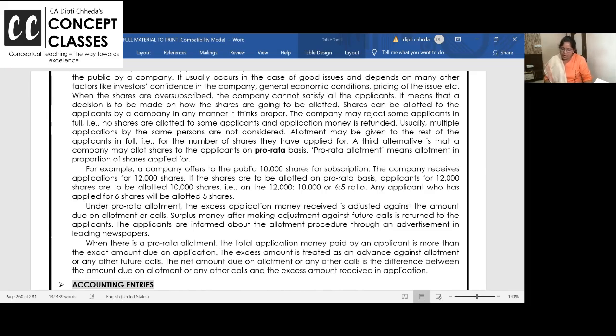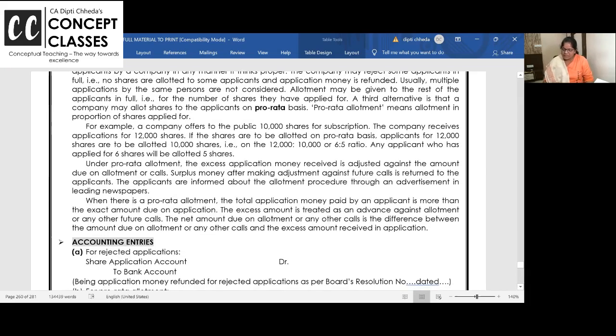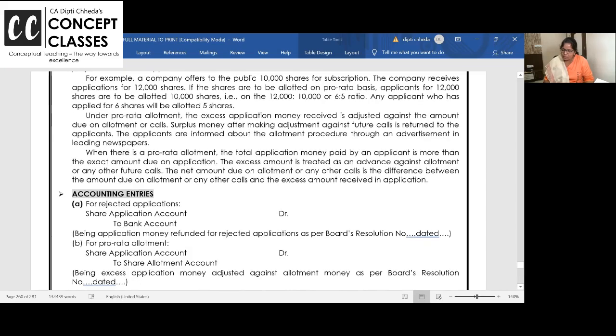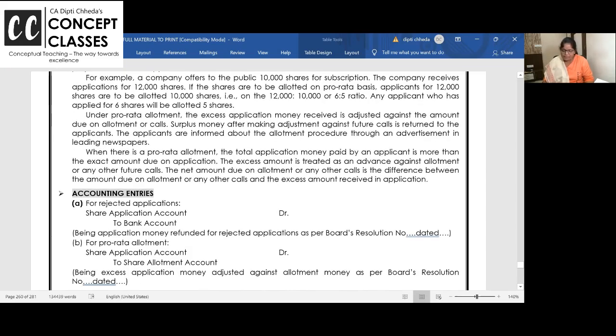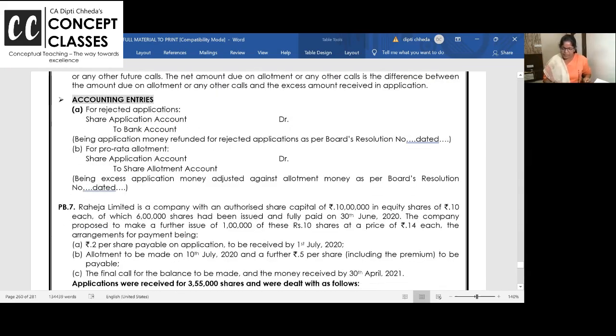Okay. So under pro rata, excess money received is adjusted against amount due and surplus money after the adjustment is returned. Applicants are informed about the allotment procedure through advertisement. When there is a pro rata, total application paid by application is more than the exact amount due. Excess amount is treated as advance against allotment and call. And net amount due on allotment or any other call is difference between the amount due on the allotment or any other calls and excess amount received. This is looking like a theory. One problem when I do it will be clear.